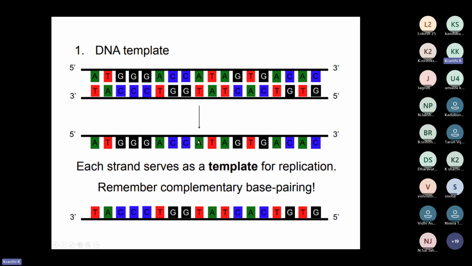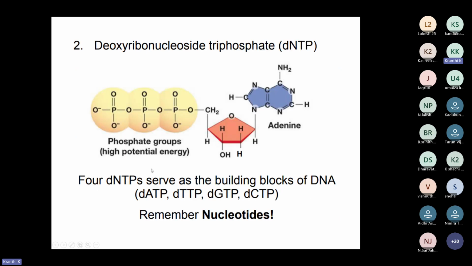Then on this template, one more strand will be created. Then on the second template, one more complementary strand will be created. Then these two get base paired and these two also get base paired. So one DNA molecule will be converted to two DNA molecules. That's nothing but replication. Got it? So here, after unwinding the DNA, each strand serves as a template for replication. Remember complementary base pairing. You know this one. Then what is the second one? Building blocks of DNA. What are the building blocks of DNA? dNTP. What is the dNTP?